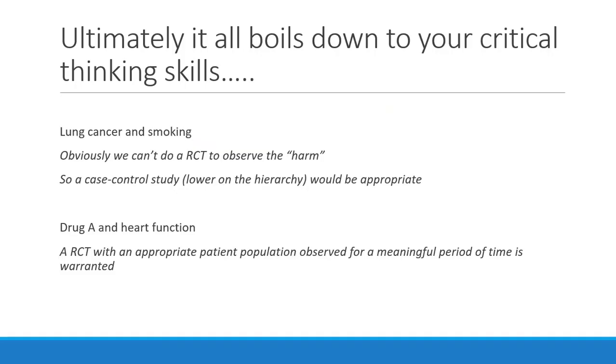Now, ultimately, it all boils down to your critical thinking skills. So, for example, lung cancer and smoking. Obviously, we can't do a randomized controlled trial to observe the harm. Why can't we do that? Because we want to do no harm. And it may take a long time. How many people would we have to have start a smoking habit? And how long would we have to observe those individuals in order for an appropriate number of lung cancer cases to occur?